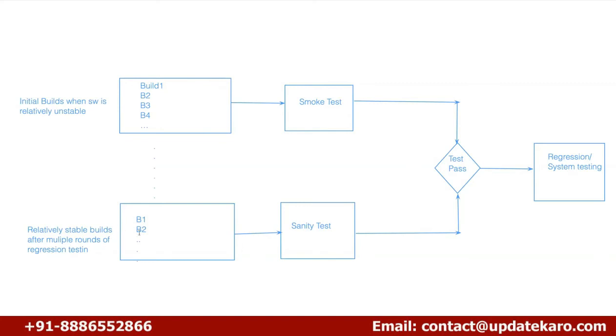Let's say the new build is b1. During regression we found some issues, the developers fixed them and gave a new build, and we install that build and do the basic testing here also. Basic testing means whether we are able to launch the application, whether we are able to log into the application, and whether we are able to see the home page or not. These basic things that we test are called sanity testing.